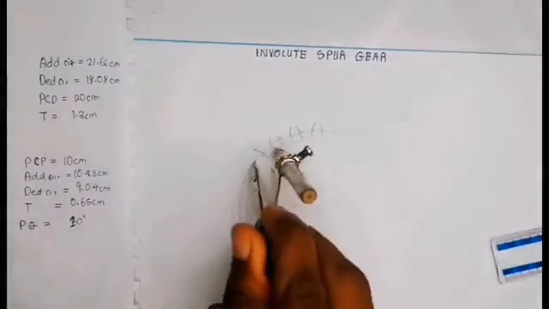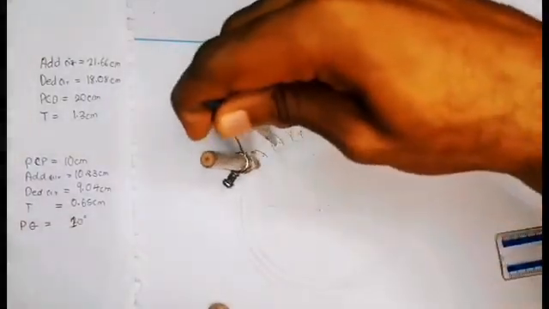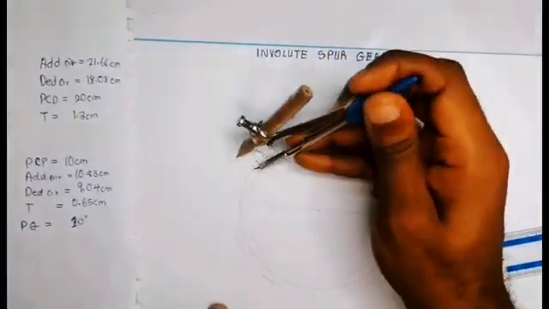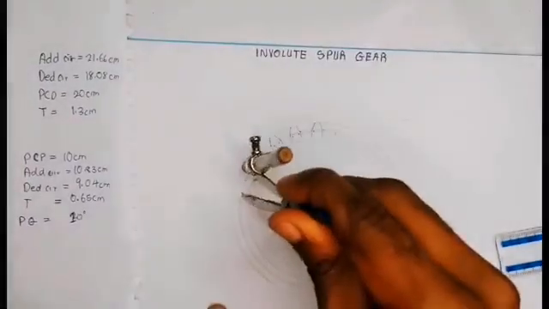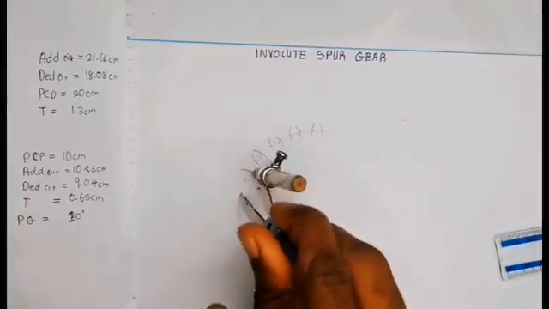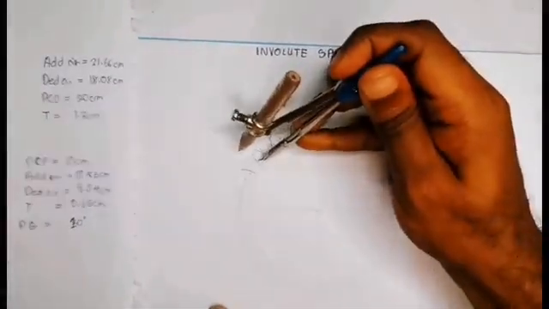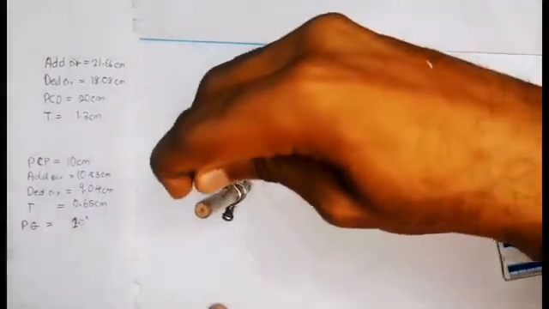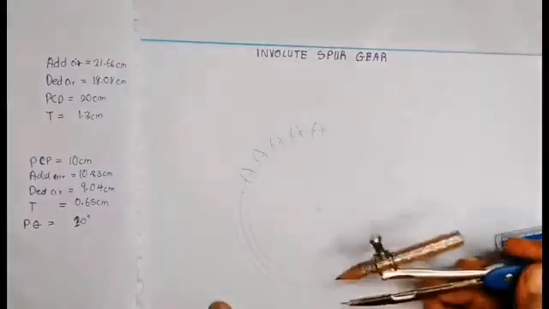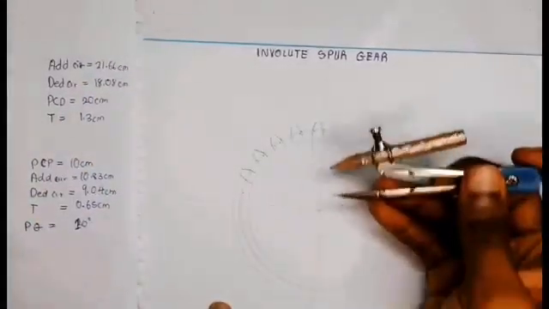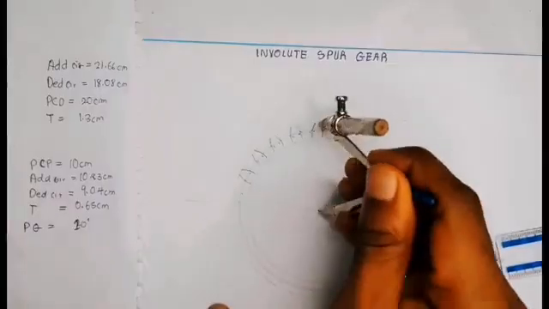And make sure your arcs are thick so they can be visible. Pin here to draw an arc. Same thing here. Pin back here, cut here, draw an arc. So this is the process. We'll be doing the same thing for the rest of the teeth to get our number of teeth, which is 24.